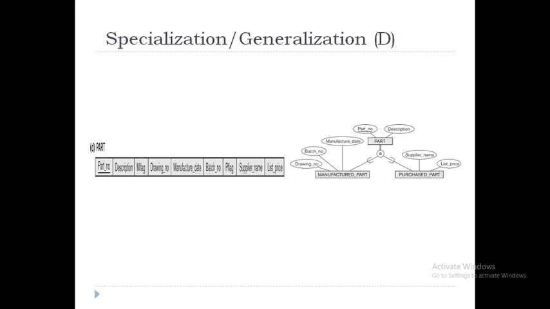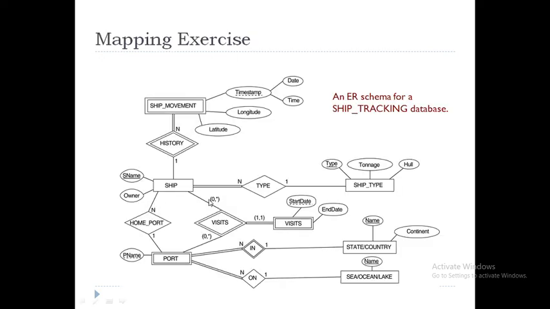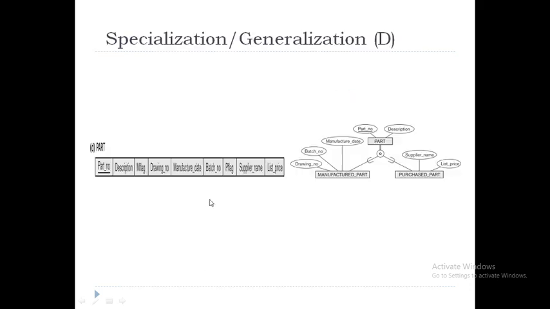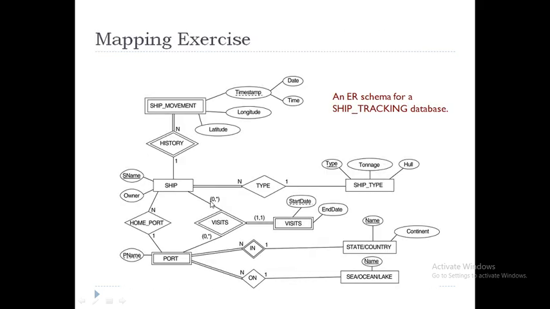Now the next, I'll just conclude this now. This is one of the exercises, so you can try how you can map. First, you have to find out what the strong or regular entity types are. Then you can see there are weak entity types, so map those weak entity types.